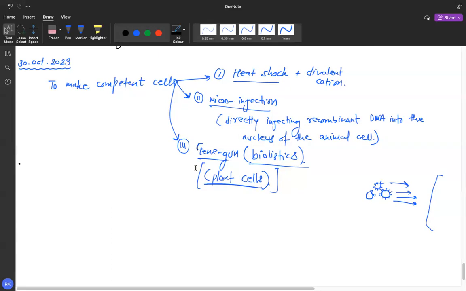Of gold and tungsten coated with desired DNA or foreign DNA is bombarded on the cells. Okay, so that is gene gun or biolistics.